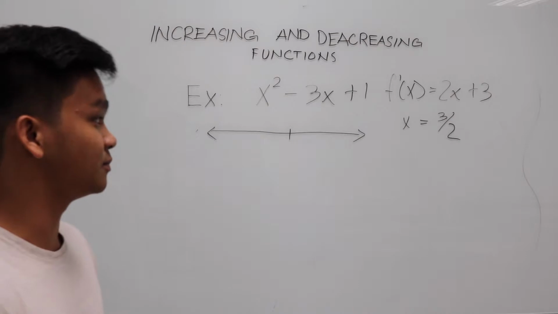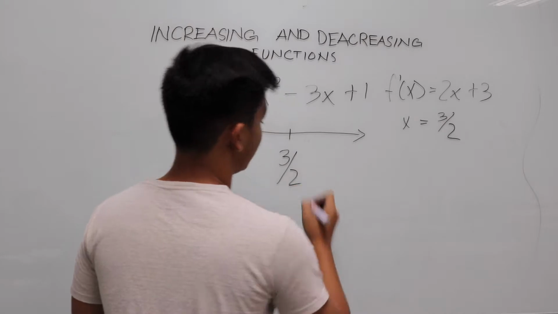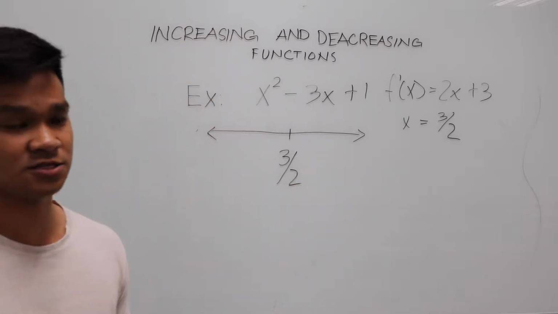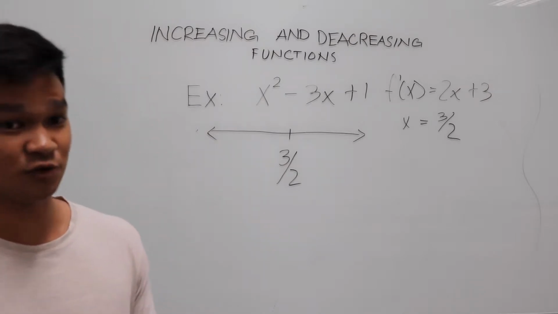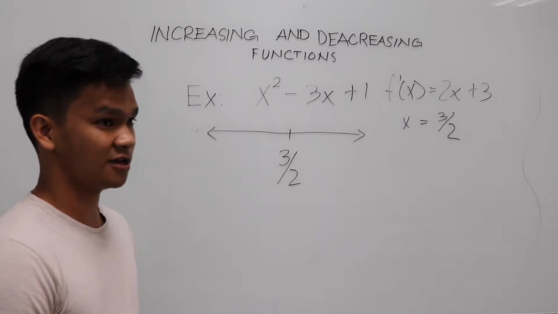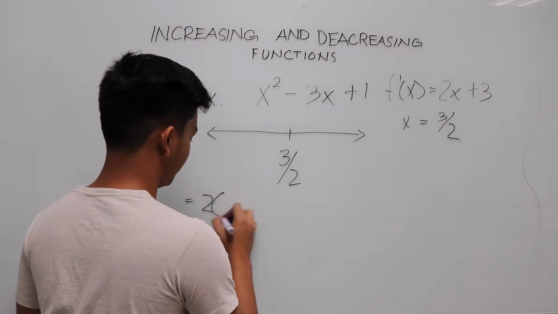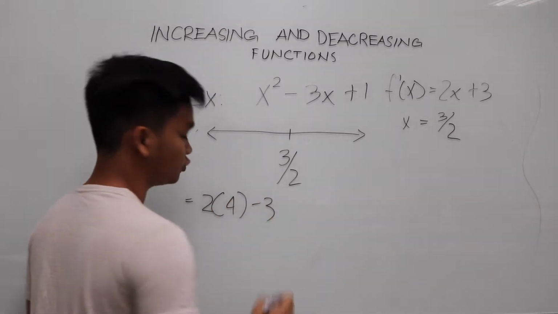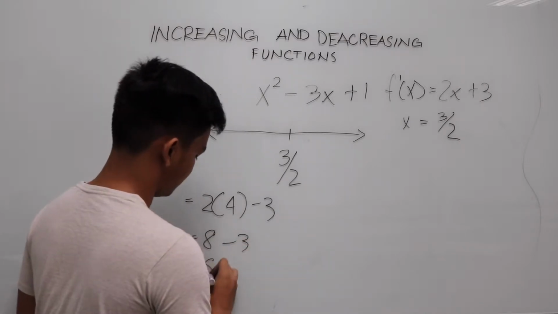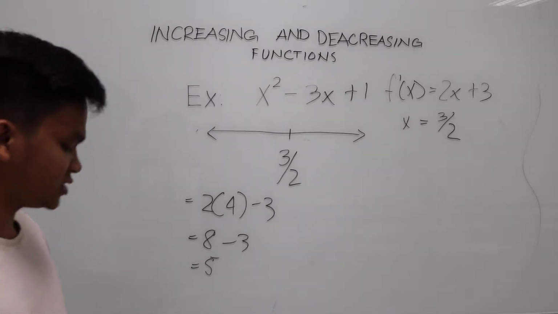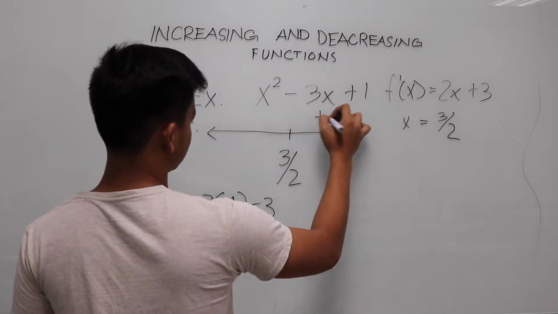Now that we've got our critical point, which is 3/2, from our first derivative function, let's make a sign chart and put the critical point in the middle. Now let's pick a number that is greater than and less than 3/2 for us to determine where the function is increasing and decreasing. Let's say 4. So we plug in 4. 2 times 4 is 8. 8 minus 3 is 5. Since it's positive, so x greater than 3/2 is positive, we can write positive here.